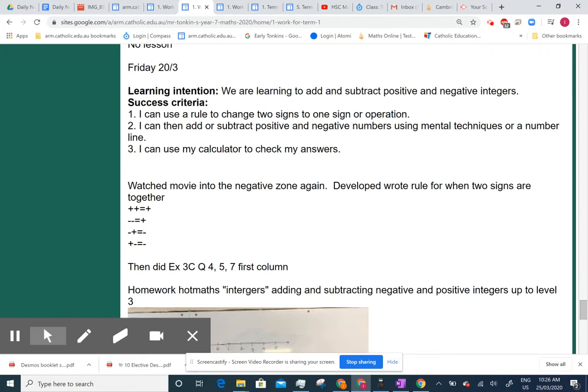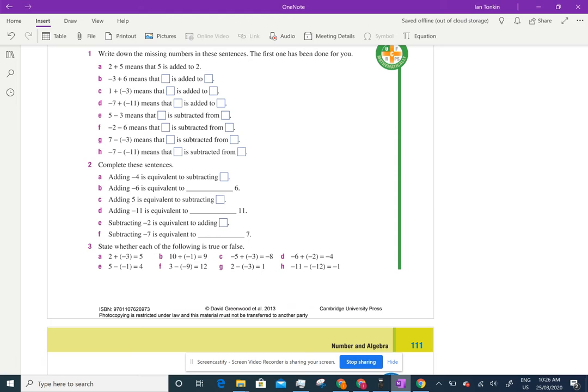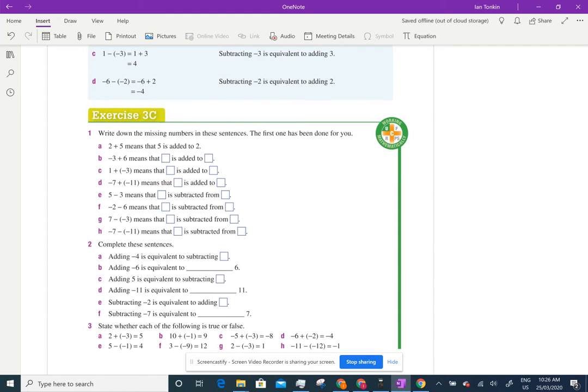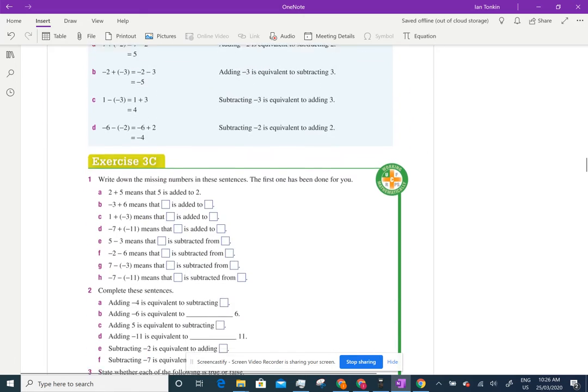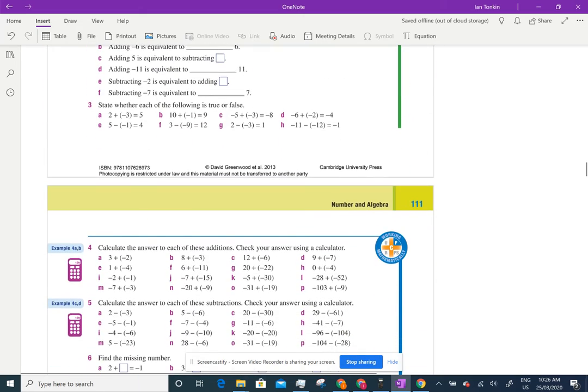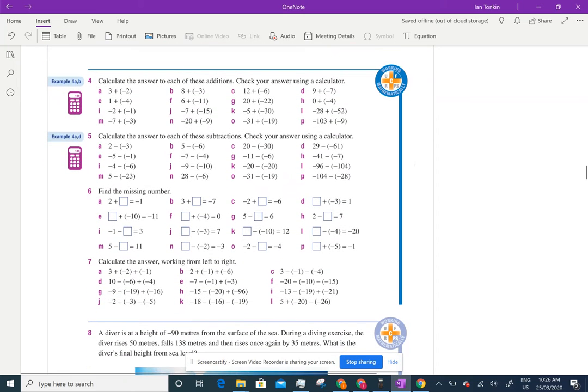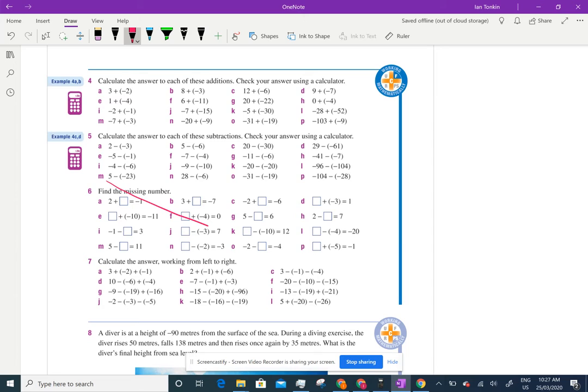So hopefully you've gone away and done that, and we're now going to do exercise 3C. Here's exercise 3C from the textbook. You've already done the explanation, so questions 1, 2, and 3 you don't really need to do. We want you to do questions 4, 5, and 7. Note that we're not going to do 6, so skip question 6. We want you to do the last 2 columns, because you'll get some of the harder questions.